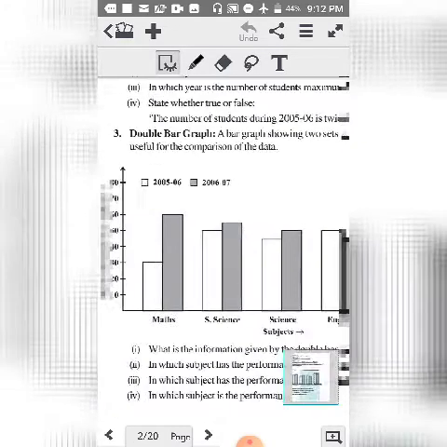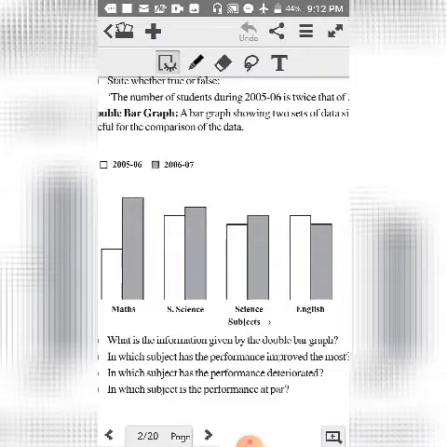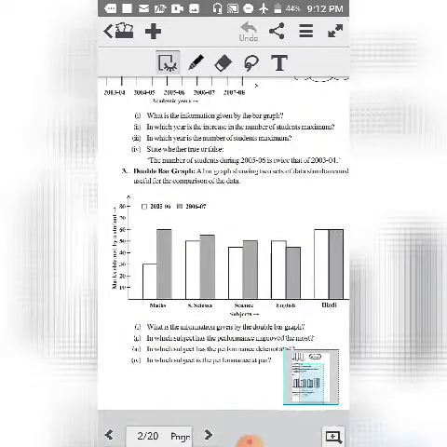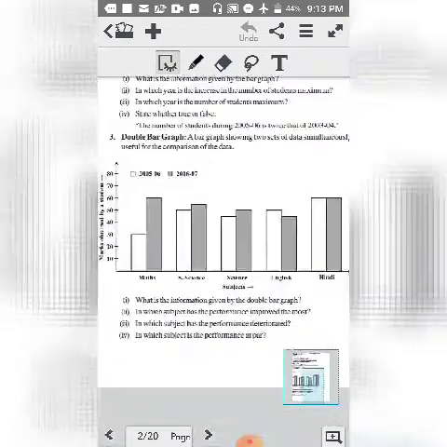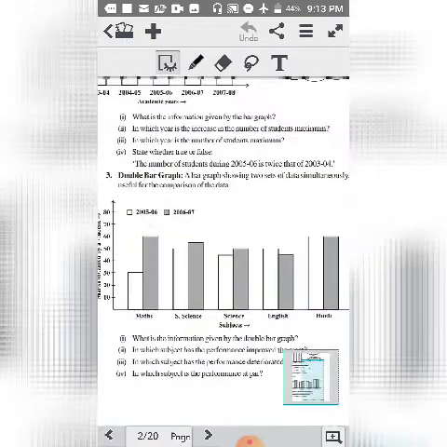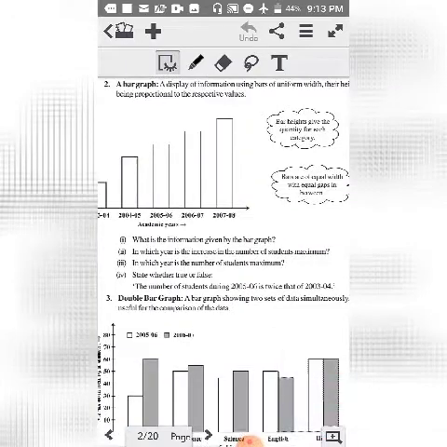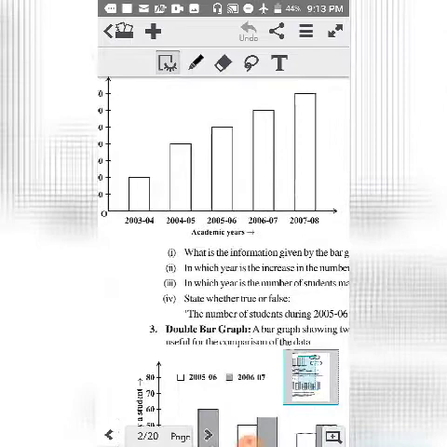So these are two types of graph, and in both the graphs we compare the information in the form of rectangles. In this double bar graph, two rectangles are used together. We draw them together and then we compare. Like in the first one, what information does it give? The information of every bar graph is written below it.